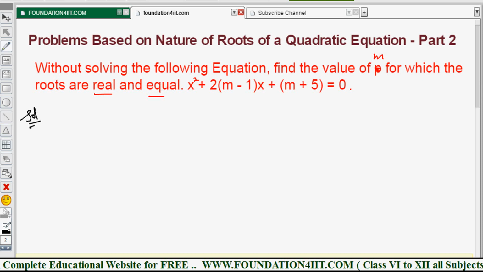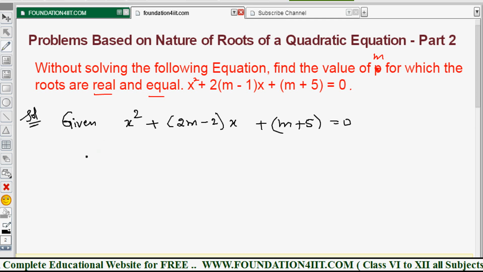Okay, here is the given equation, that is x square plus 2 into m minus 1, so if you multiply, 2m minus 2, x plus m plus 5 is equal to 0.